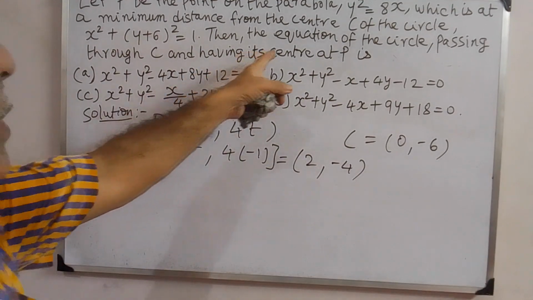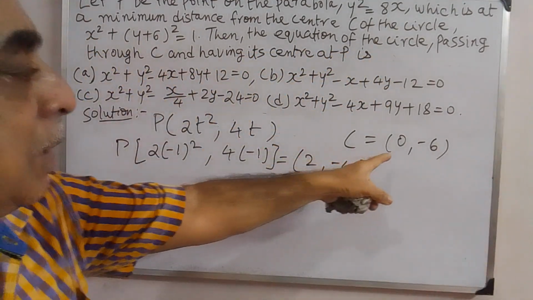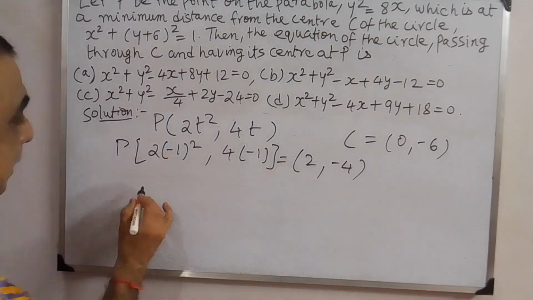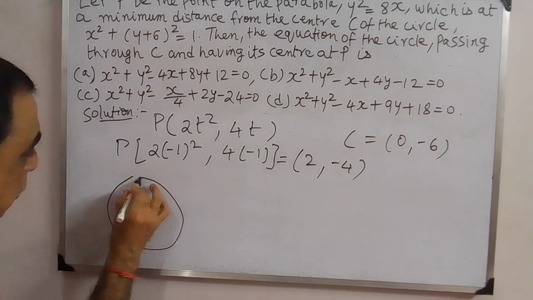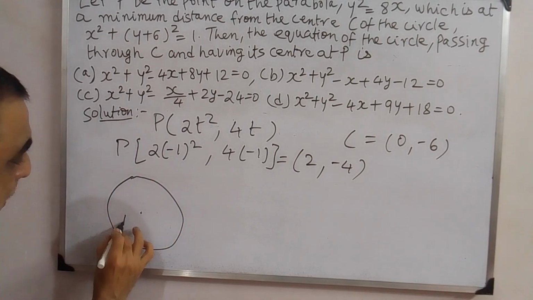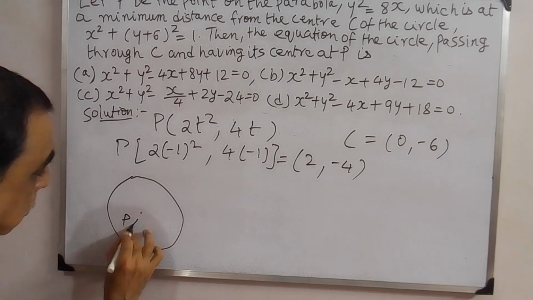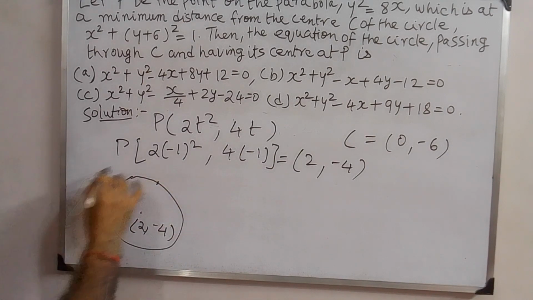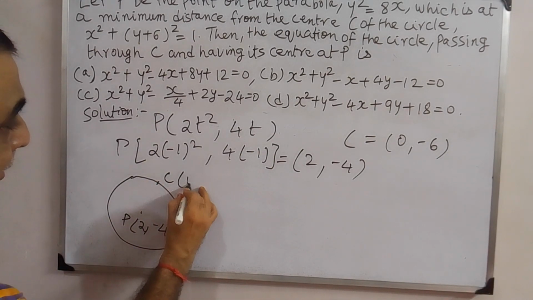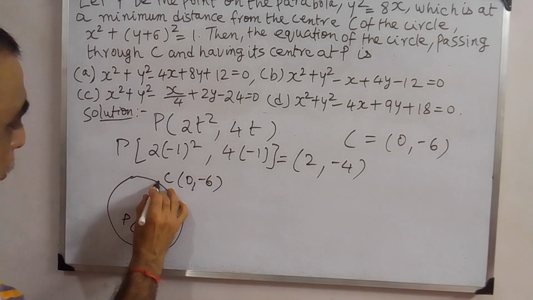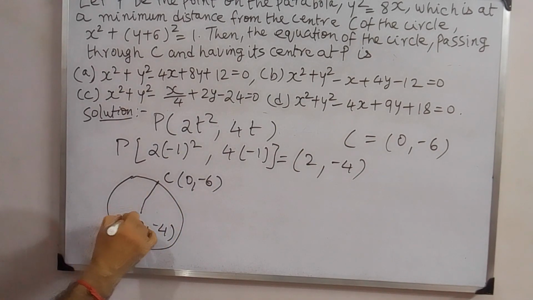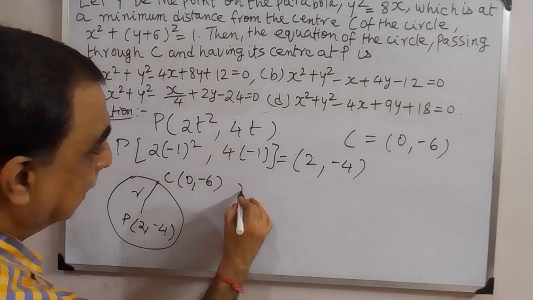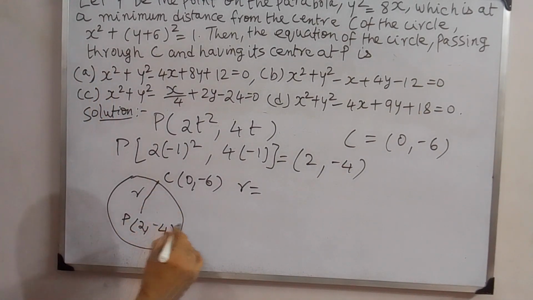And what we have to do? We have to find the equation of the circle which is passing through this point C, and whose center is P. See here, suppose this is the circle. So the center is P. The P coordinate we have found out is (2, -4), and it is passing through C. So C will be lying on the circumference. It is (0, -6). So what will be the radius? The radius will be PC.